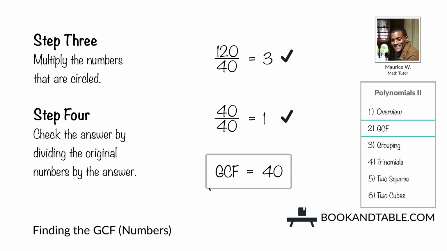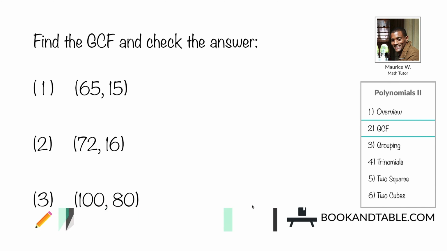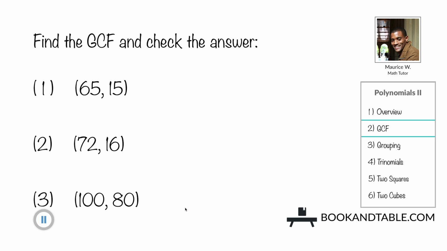So those are the steps you would take to find the greatest common factor of two numbers. Let's now have you complete a few practice questions. Question number 1. Find the greatest common factor of 65 and 15. Question number 2. Find the greatest common factor of 72 and 16. And question number 3. Find the greatest common factor of 180. Pause the video, answer these questions, and then press play when you are ready to begin.